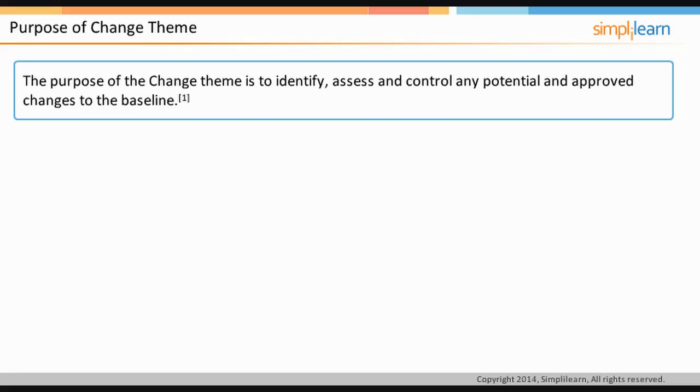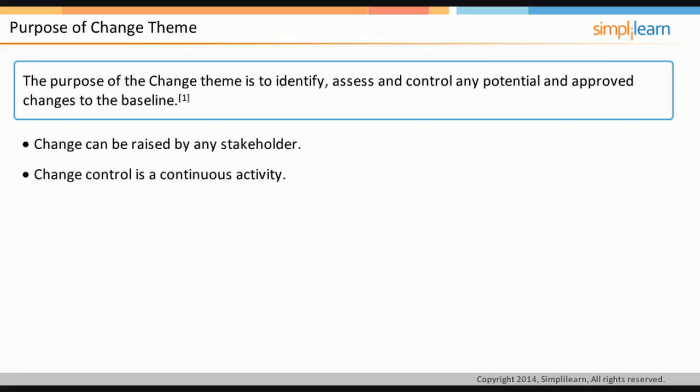Baseline can also be called as first agreed version. For example, if communication management strategy is prepared for the project and it's approved by the project board, then this needs to be baselined. Change is inevitable during the life of a project, and every project requires a systematic approach to the identification, assessment, and control of issues that may result in change. Change can be raised by any stakeholder, and change control is a continuous activity.